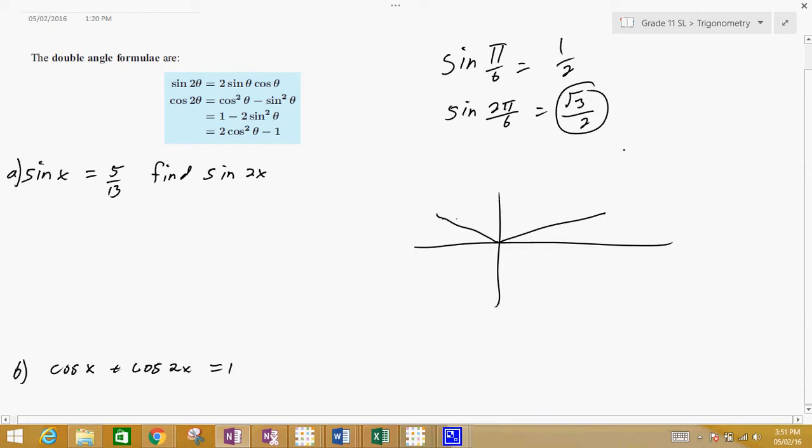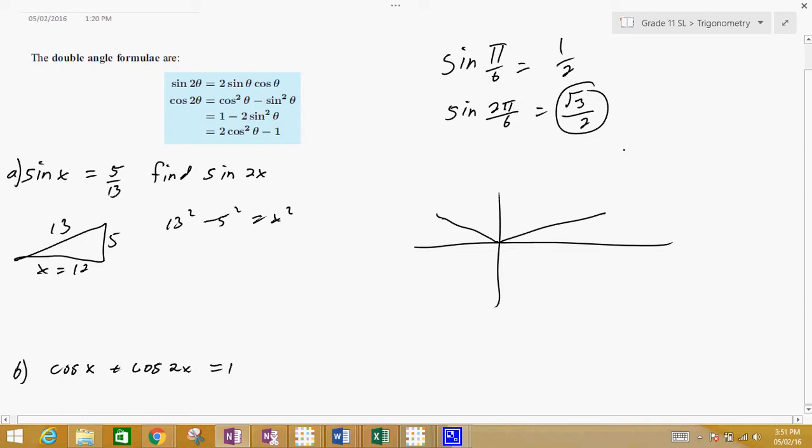So if sine x is equal to 5 over 13, one method that you could do is look at the triangle, where sine x equals 5 over 13 using SOHCAHTOA. And then using Pythagoras, 13 squared minus 5 squared is equal to x squared. You find that x is equal to 12.